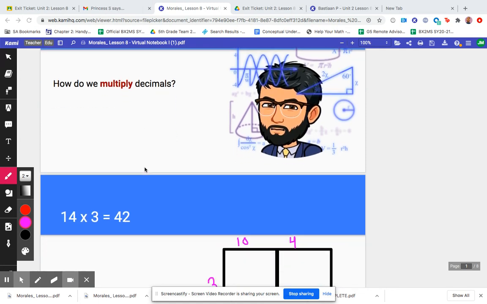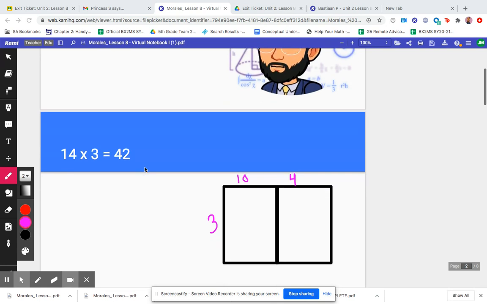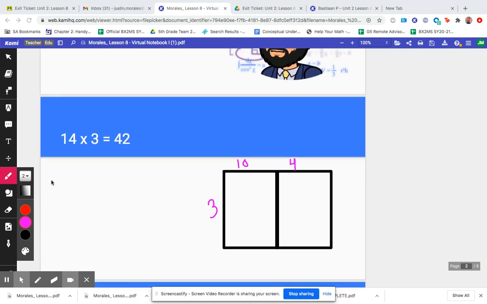We're going to discuss how do we multiply decimals. So the number we're going to first work with is 14 times 3, which equals 42, but let's actually make sure that's correct. 3 times 10, well that's 30. 3 times 4, that's going to be 12. And then now we just add these two and we get 42. So we did that correct.